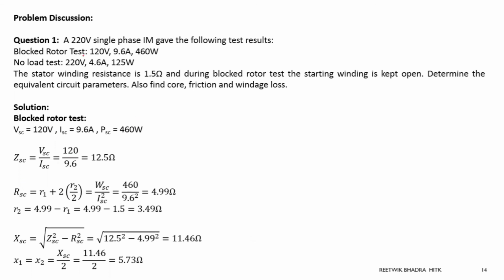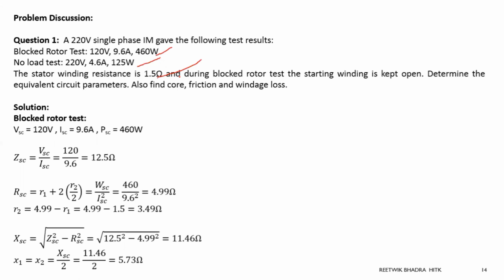A 220 volt machine is given. Block rotor test is performed and data is given. No load test is performed and data is given. Stator winding resistance is given directly, no DC resistance is stated, so I'll take it directly as 1.5. If DC resistance were stated, then I would multiply with 1.2 or 1.1 or 1.3, whatever you want to do.